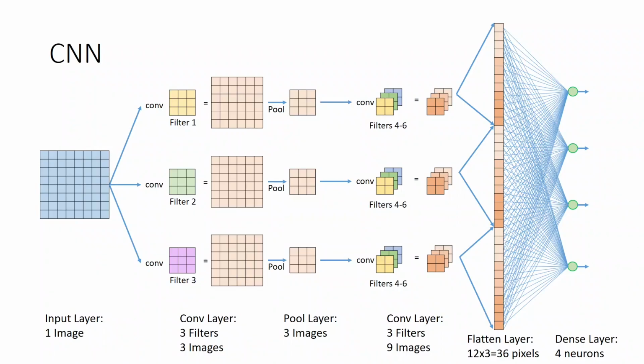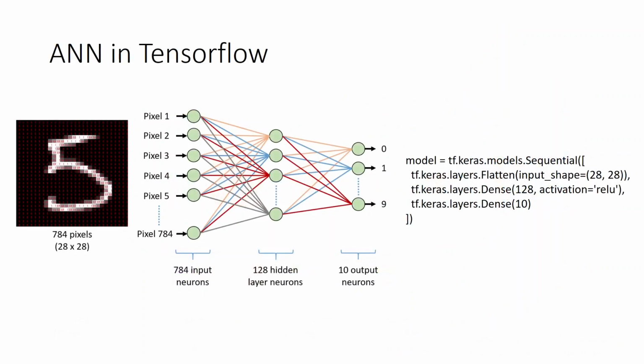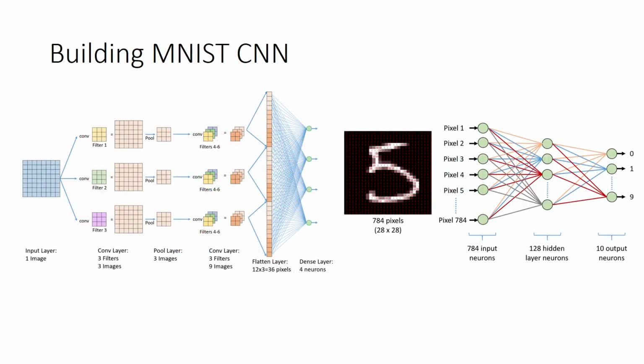In the previous video, I showed the main parts of a convolutional neural network. These include the convolution layers, pooling layers, flatten layers, and dense layers. In earlier videos, I showed how an artificial neural network can be built in TensorFlow to process MNIST images. In this video, I will add layers from the convolutional neural network into the earlier MNIST artificial neural network to build a CNN that can process MNIST images.